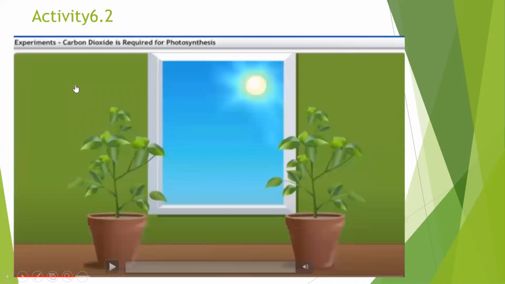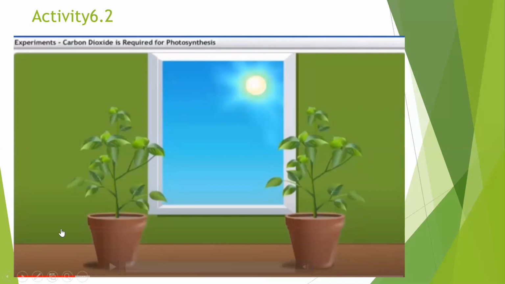First one, this is an experiment to prove that carbon dioxide is essential for photosynthesis. Activity 6.2 in your textbook. For doing this activity, you have to take two healthy potted plants of the same size.